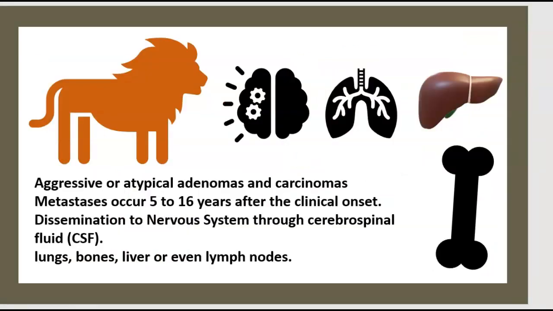The last category is aggressive or atypical adenoma and carcinoma. Most often, metastases occur 5 to 16 years after the clinical onset. Dissemination to nervous system through cerebrospinal fluid, lung, bone, liver, or even lymph node.